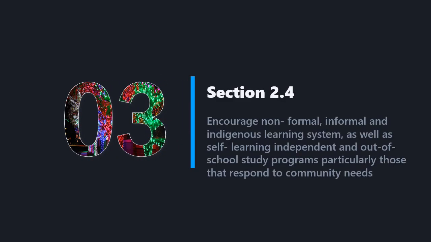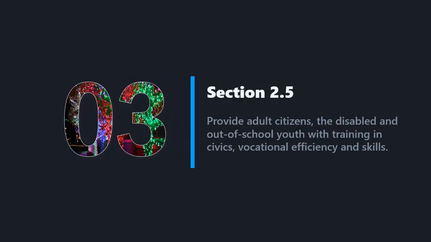Section 2.4 Encourage non-formal, informal, and indigenous learning system, as well as self-learning, independent, and out-of-school study programs, particularly those that respond to community needs. The state provides interventions for learning that will provide education for those who are not attending school at all. Section 2.5 Providing the adult citizens, the disabled, and out-of-school youth with training in civics, vocational efficiency, and skills.